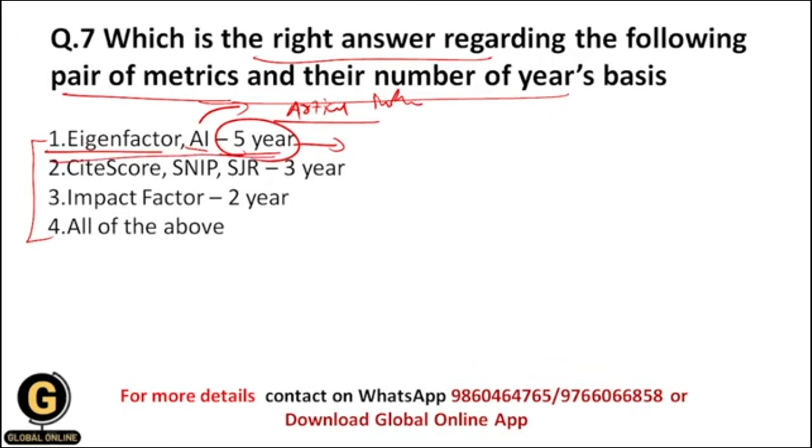Again in the second option, CiteScore, SNIP and SJR. All of these 3 are journal metrics, and they are going to track the citations for the preceding 3 years.